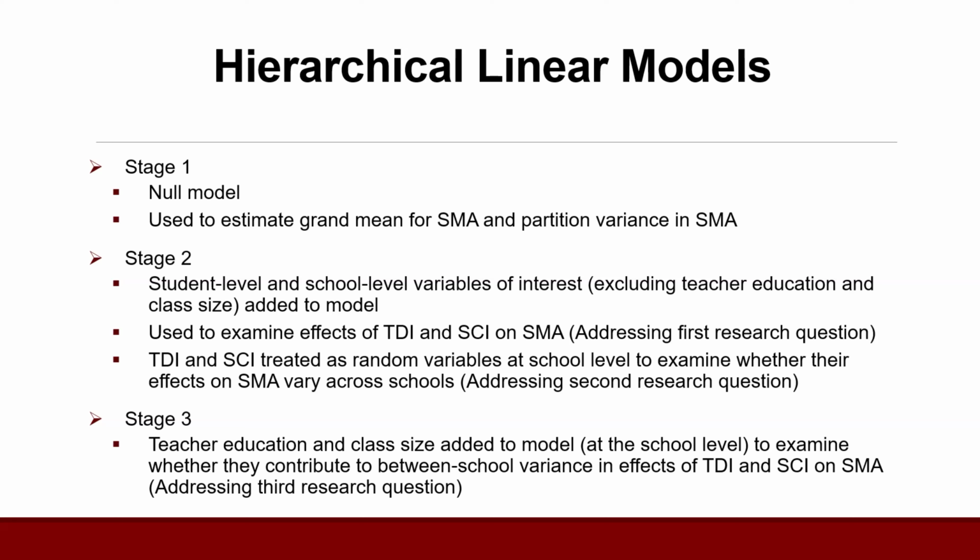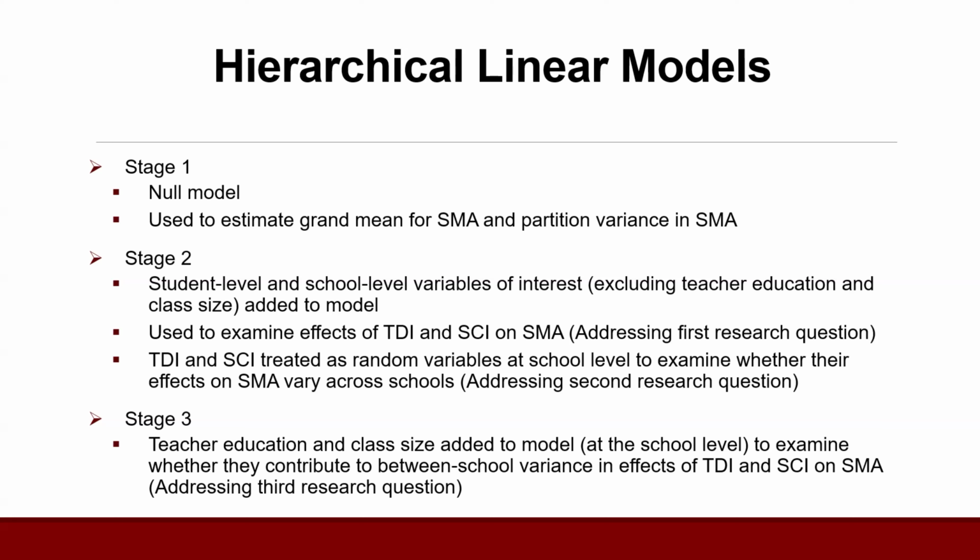First, the null model. That enabled us to estimate the grand mean for student mathematics achievement, as well as partition the variance to figure out how much of the variance is attributable to the students versus how much of the variance is attributable to the schools.